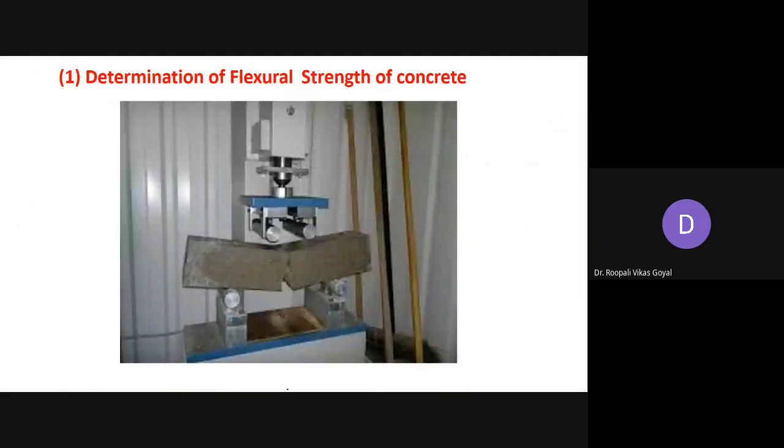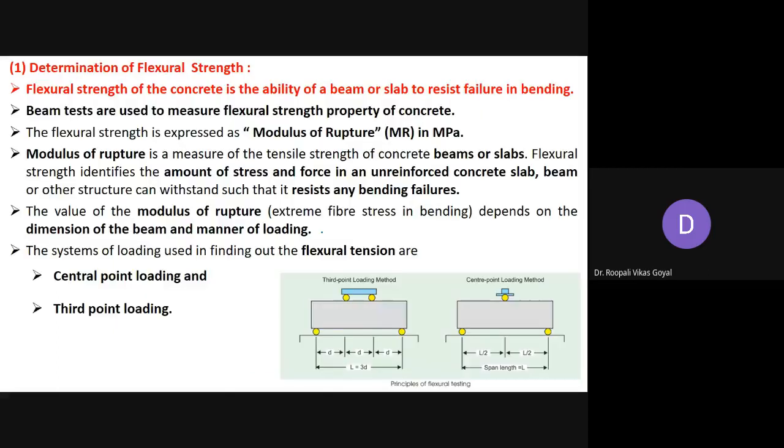The first test is the determination of flexural strength of concrete using a beam specimen. This flexural strength of concrete is the ability of the beam or slab to resist failure in bending. Resisting failure in bending is done by this flexural strength. Beam tests are generally considered very good for measuring this flexural strength property of concrete. And flexural strength is generally expressed in terms of modulus of rupture, in Newton per mm square.